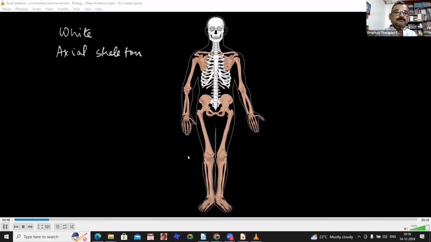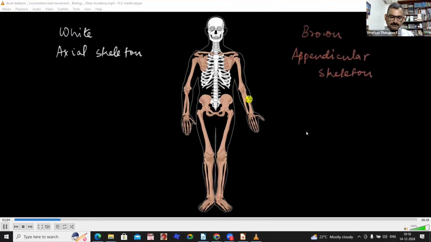Now the brown part, the rest of the skeleton, all these parts are called appendicular skeleton. Why appendicular? Because our hands and legs are appendages. Appendages are things that are attached to the main body, and the appendicular skeleton provides support to our appendages. Hence, they are called appendicular skeleton.